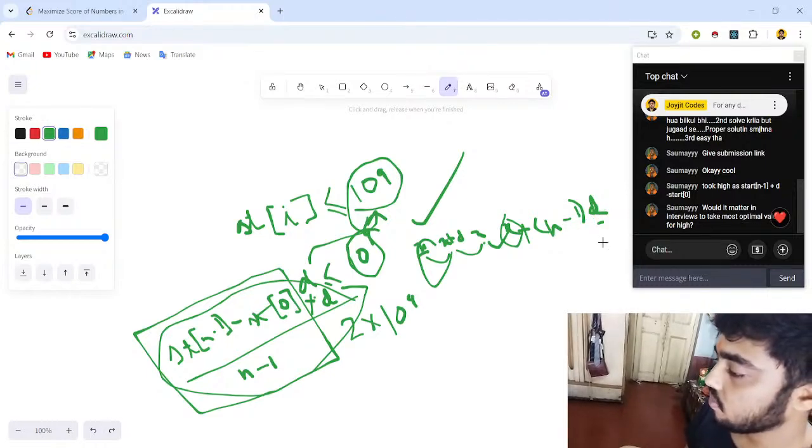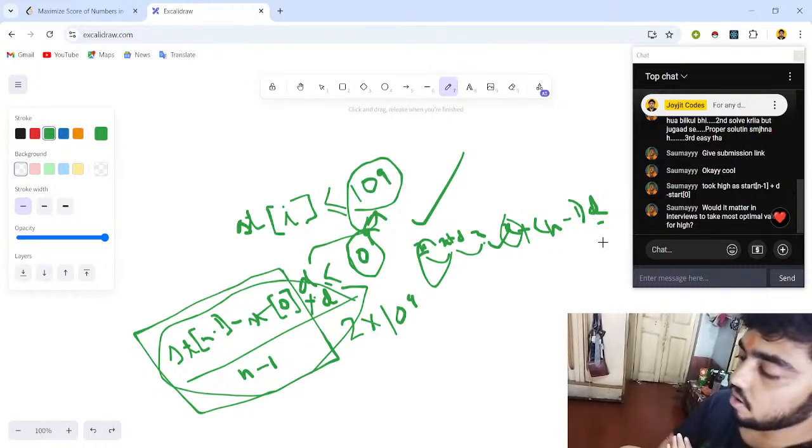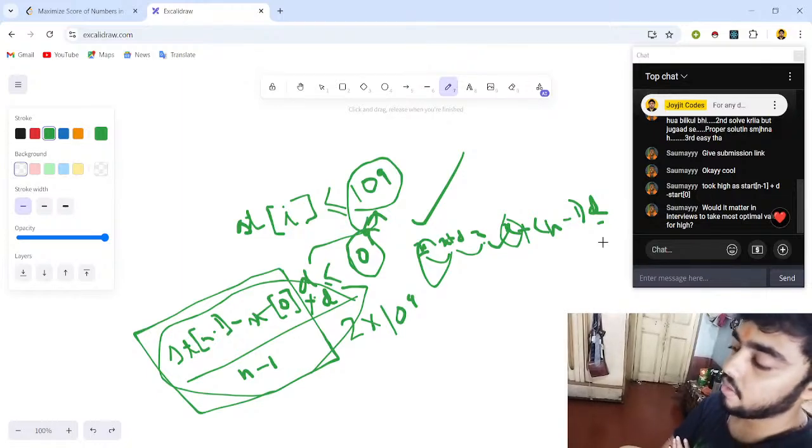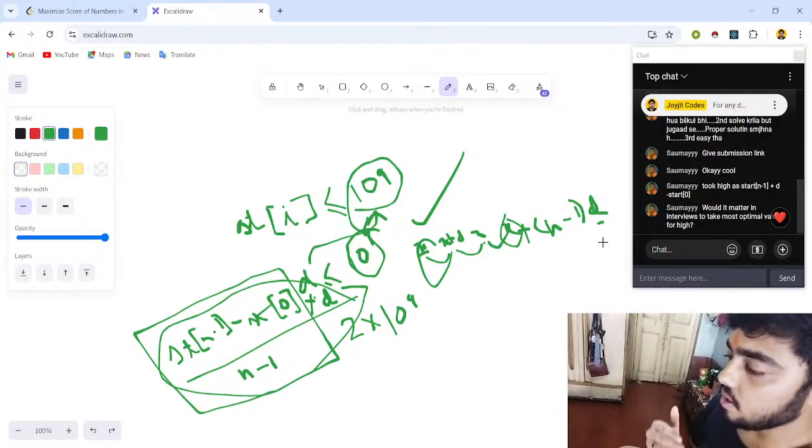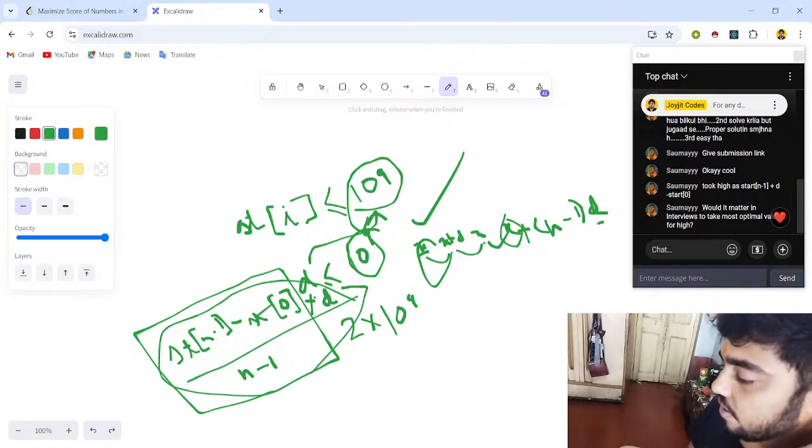It wouldn't matter in interviews to take the most optimal values. If you're doing an interview question, the interviewer may ask you, can you optimize it? The interviewer won't look into whether you're optimizing it at the beginning or not. At the beginning, you will just give your approach. After that, if the interviewer asks whether you can optimize it more, then you can go for the mathematical approach. But in most cases, since it is log of n, taking a bigger value won't be of much concern for you, which I feel.